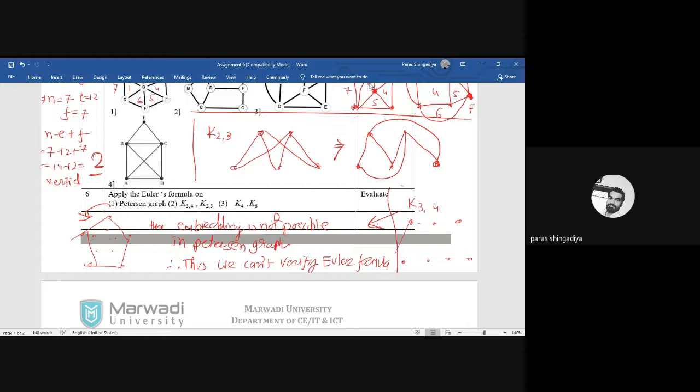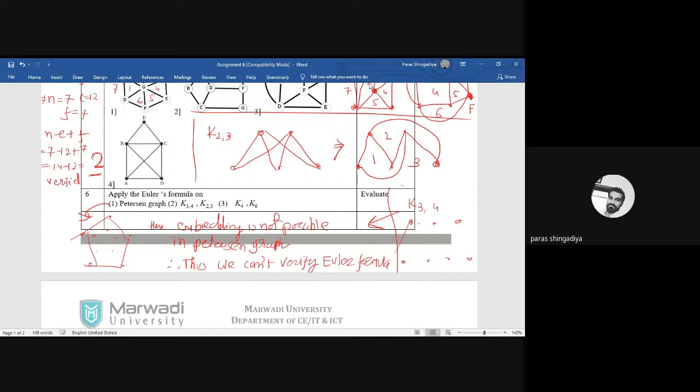How many faces are there? One, two, and three. Clear? And then after, verify the Euler formula. N is equal to 5. Edges are 6 and faces are 3. So 5 plus 3, 8. 8 minus 6 is equal to 2. So write the answer. Okay.